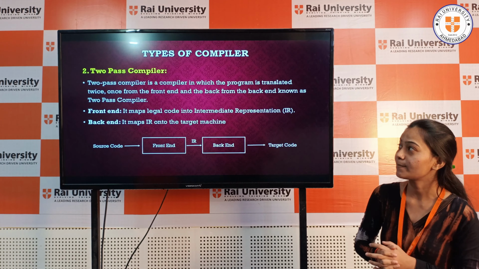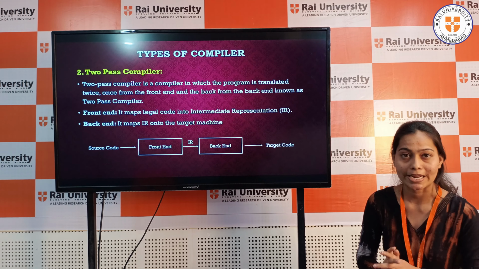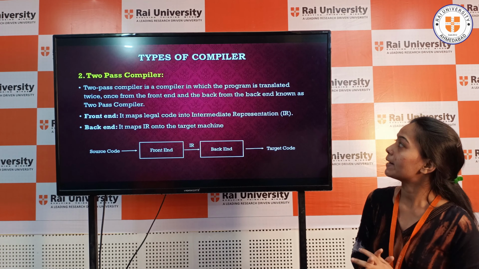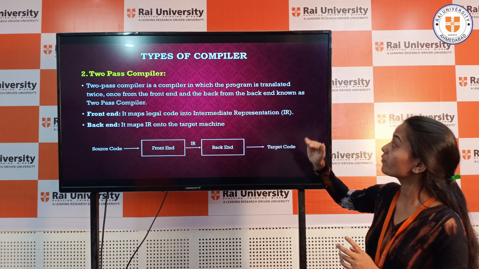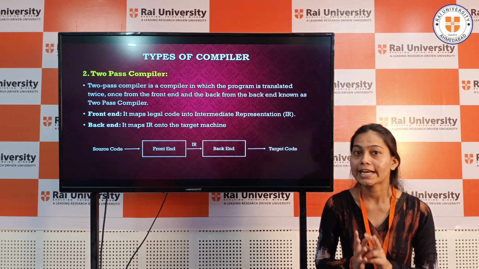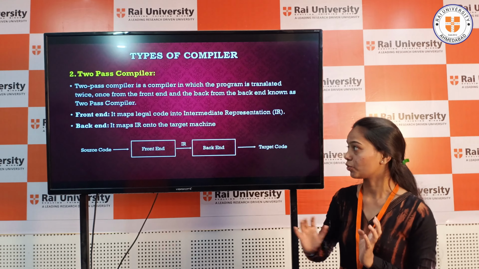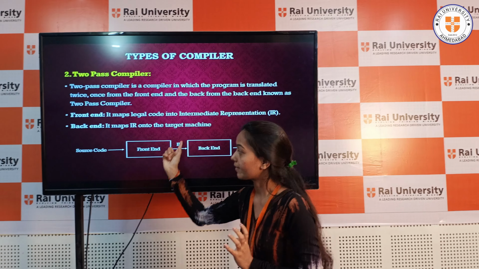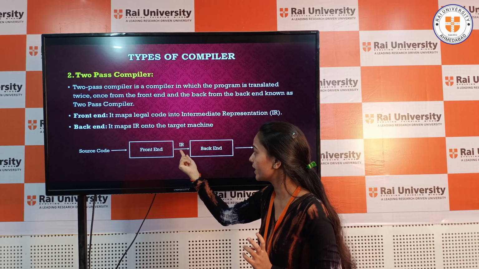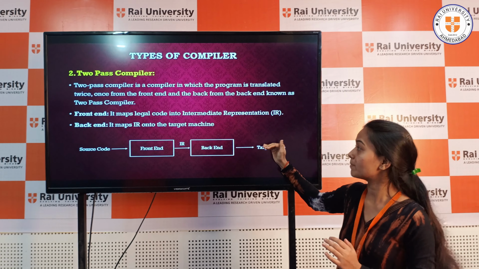Now the next one, two pass compiler. A two-pass compiler is a compiler in which the program is translated twice. That means it will translate in two phases, once from the front end and once from the back end. That means here two phases are there in between the high level language and target machine code. So here you can see diagrammatically source code, then the front end phase, then the intermediate representation of code, then the backend, and the last one is our target code, that means our binary code.